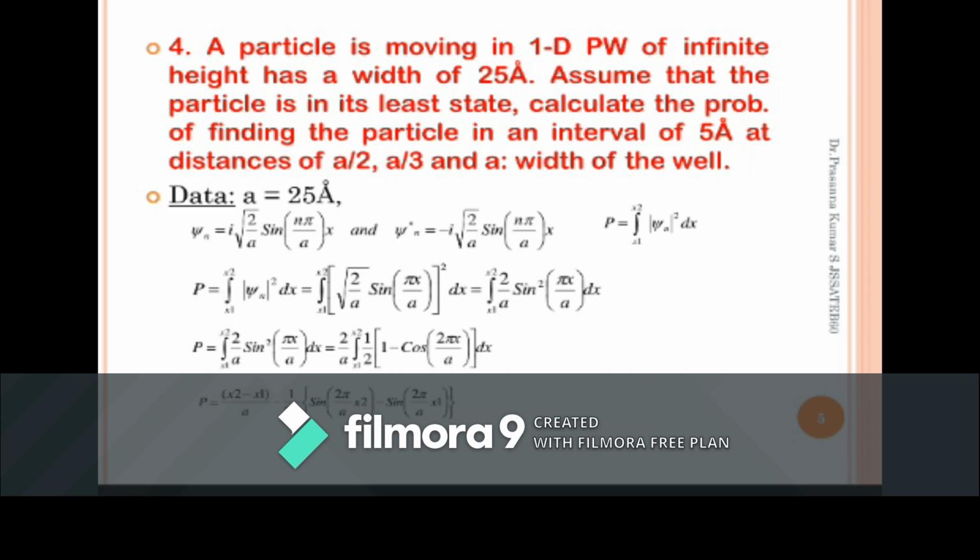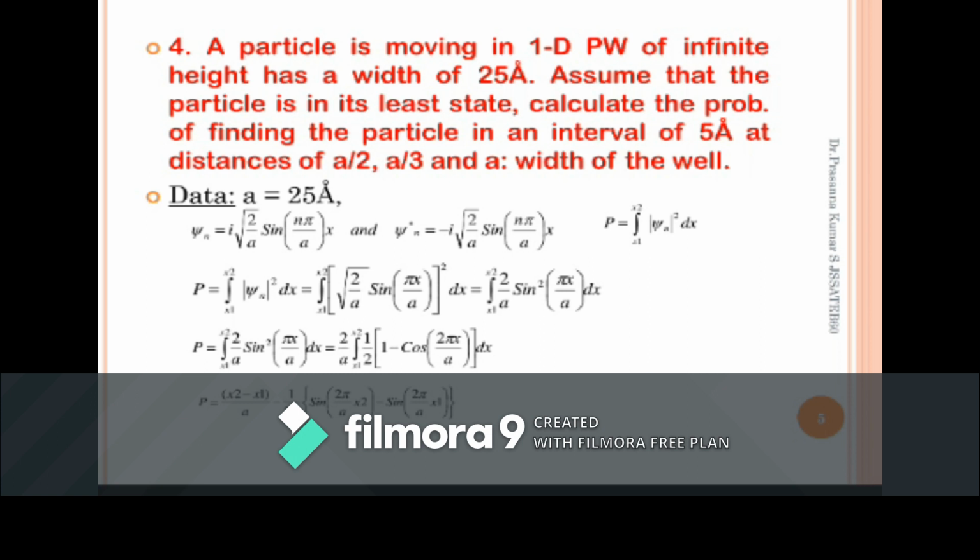So you know from mathematics how to integrate sin square theta. You use 1 minus cos 2 theta, isn't it? Sin square theta is equal to half of 1 minus cos 2 theta. So that is used here. Therefore, the probability P is equal to 2 by a, integral from x1 to x2, half into the square bracket 1 minus cos of 2 theta.